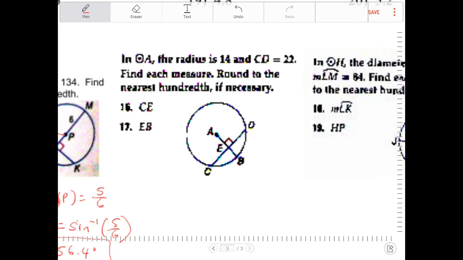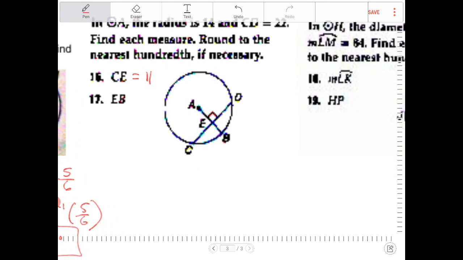Alright. Circle A, the radius is 14 and CD is equal to 22. Find each measure, round it to the nearest hundredth if necessary. CE is going to therefore be 11, because if a chord is perpendicular to the diameter, the chord will be bisected. ED is also going to be 11. I need to find out what EB is.